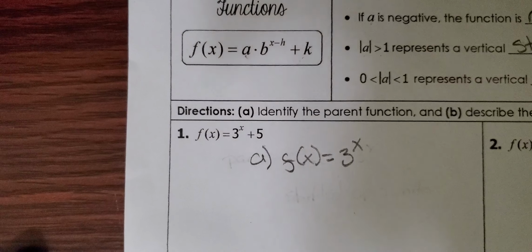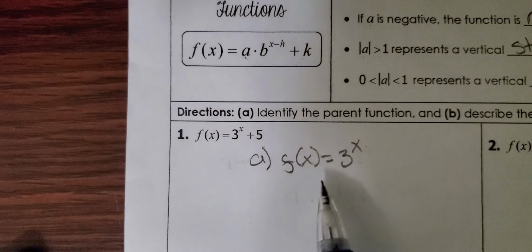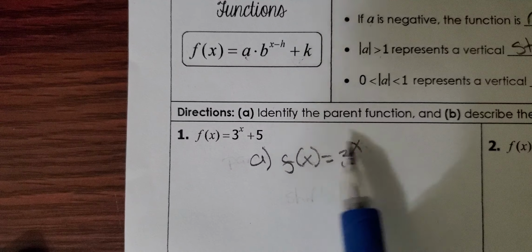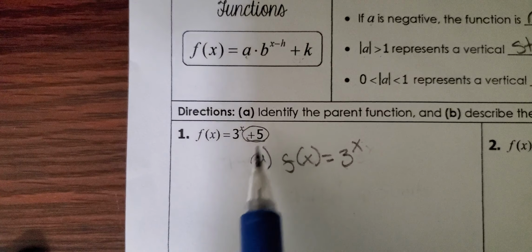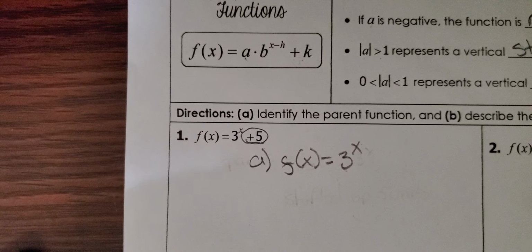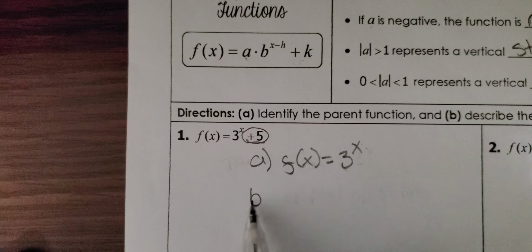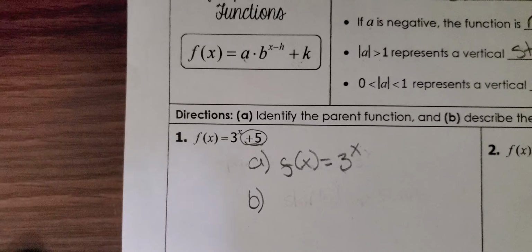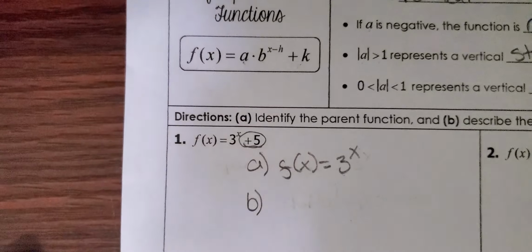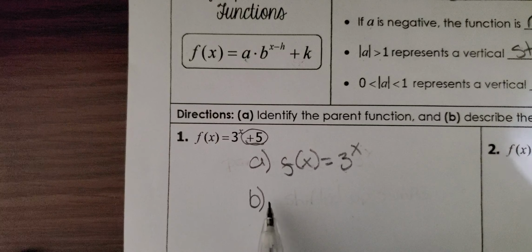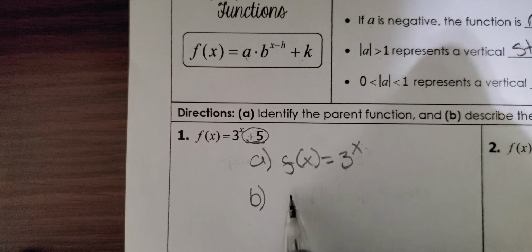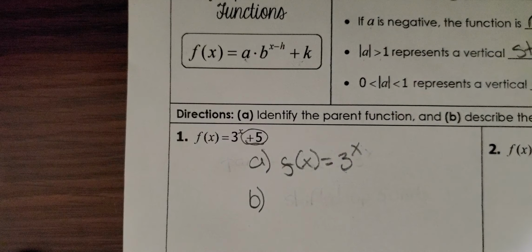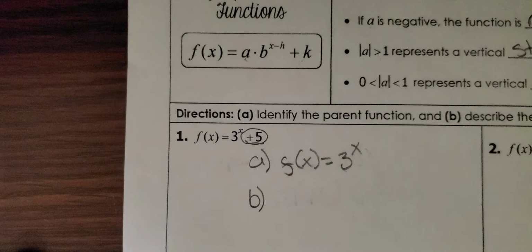Part B says, describe the transformation that took place. So if we look at it, how did we get from 3 to the x to 3 to the x plus 5? Well, we added 5, okay? And that is our k. So in part B, since k is being added to the expression, then the graph of f of x is actually being shifted upward 5 units.